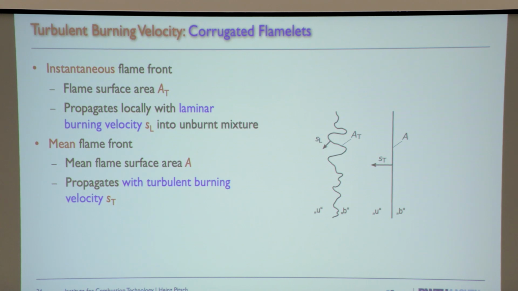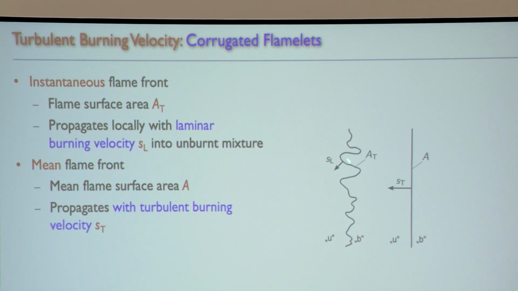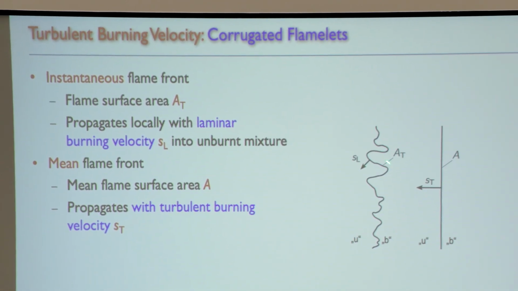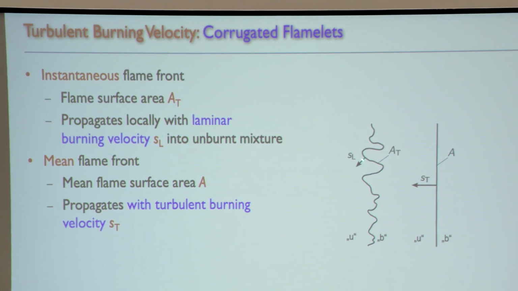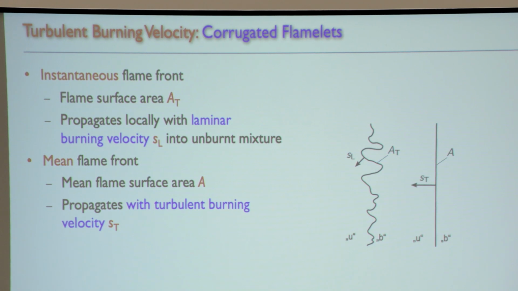Now, let's say you have a turbulent flame like this. This is unburned, this is burnt, so this burns from left to right. Then I can think about how much fuel is burnt per unit time. That gives you the heat release rate. And you could say the heat release rate is the density times the surface times the speed of the surface, right? That's what it is.